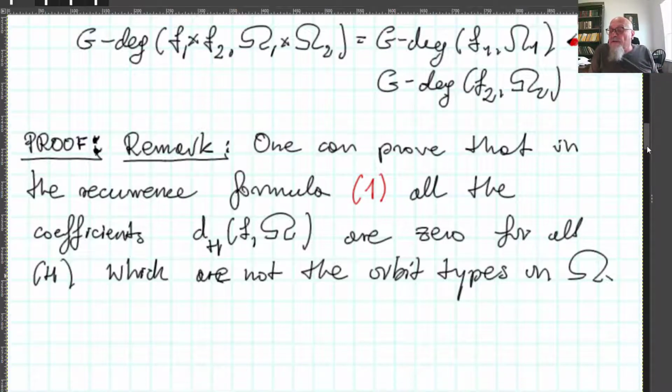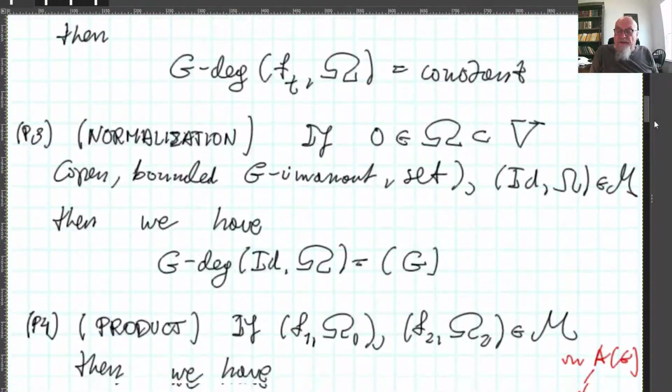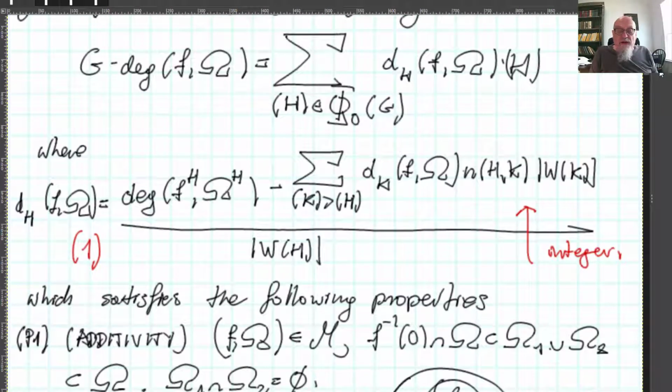So let me recall how actually this formula is applied in order to give the definition. So namely, we go to this formula and we begin with H being the maximal orbit type in omega. So in such a case, since this is the maximal orbit type in omega, you can see that in this portion here, there are no K's which are larger than H in omega. That means this is the beginning of the recurrence. So you start with all possible maximal orbit types. There may be many of them, maybe one, maybe many. That's not important. And then once you compute for the maximal orbit types, you go down in the lattice and you compute the formula for the sub-maximal orbit types in omega. And then basically that's how it works.